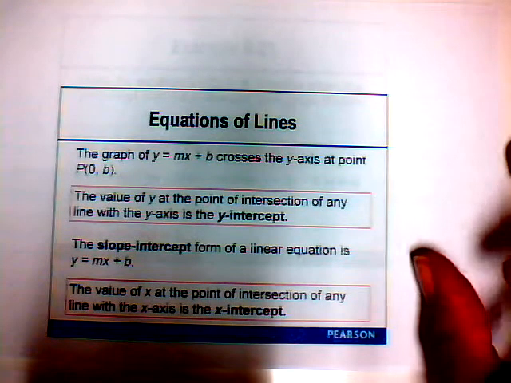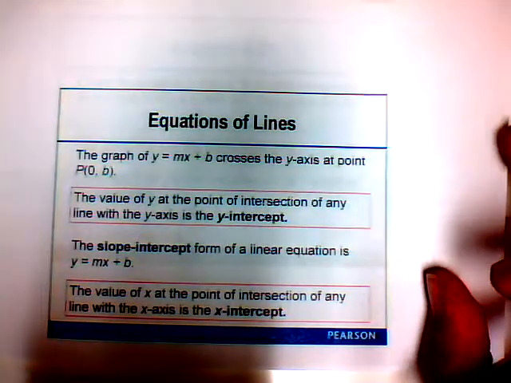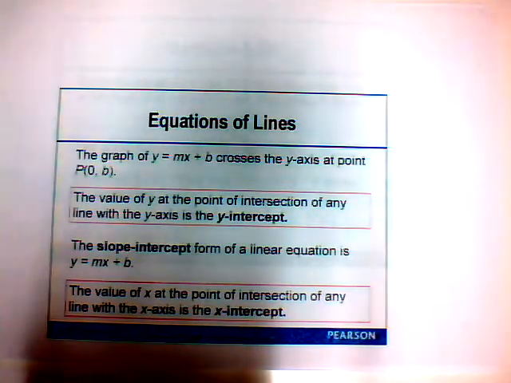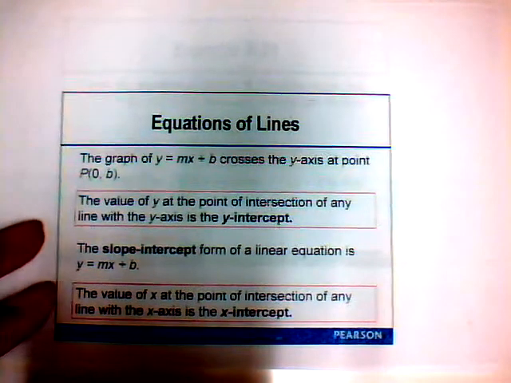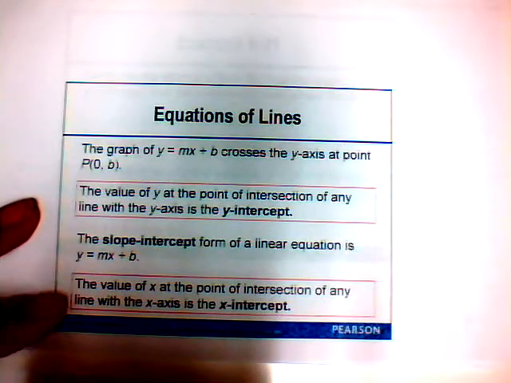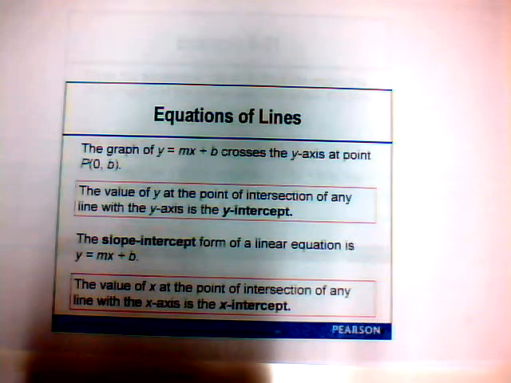The graph of y is equal to mx plus b crosses the y-axis at the point P, which is the ordered pair (0, b). And the value of y at the point of intersection of any line with the y-axis is called the y-intercept. So that y-intercept is the point where the graph crosses the y-axis. The slope-intercept form of a linear equation, of course, is y is equal to mx plus b. And the value of x at the point of intersection of any line with the x-axis is called the x-intercept.